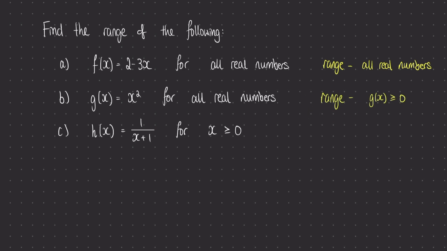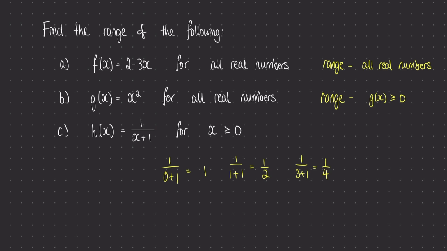For the next question, we have the function h of x equals 1 over x plus 1. And we're given the domain that x is greater than or equal to 0. We know our boundary number is going to be 0, so let's put that in, and we get the output of 1 over 1, which is 1. Let's increase the value of x and see what happens. Let's take x equals 1, so 1 over 1 plus 1 is a half. We can see that as we increase the value for x, we're going to get smaller and smaller numbers.